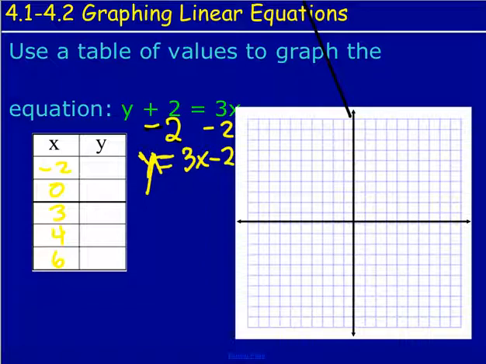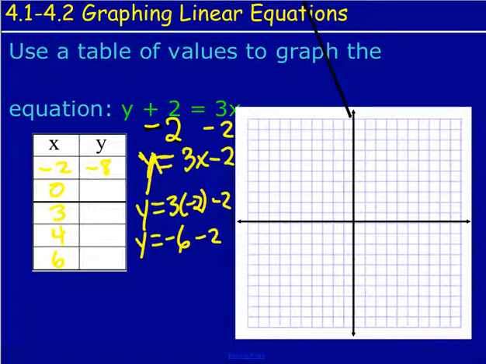So we would say, all right, let's plug it in, and y equals 3 times negative 2 minus 2. All right, so y equals negative 6 minus 2, so that would be a negative 8. So my plot is going to be at negative 2, comma, negative 8. So it would be down here. Let's see, 1, 2, 3, 4, 5, 6, 7, 8. Yep. All right, negative 2, comma, negative 8.